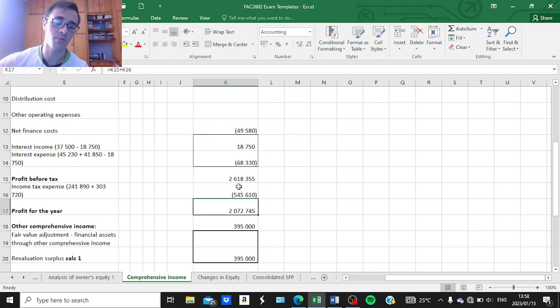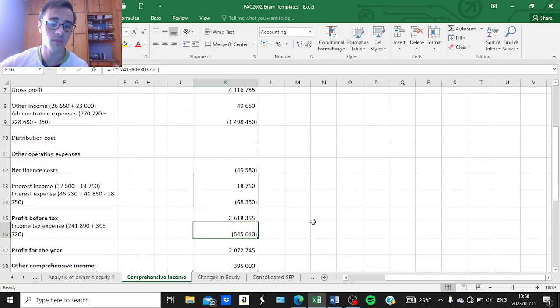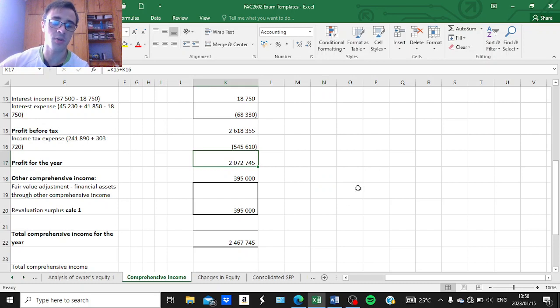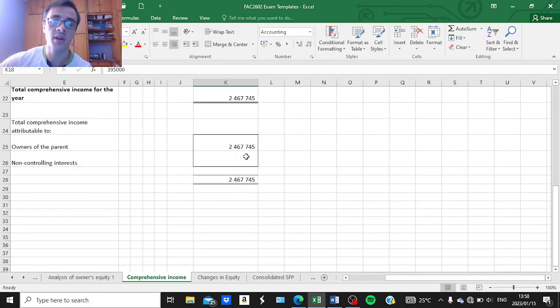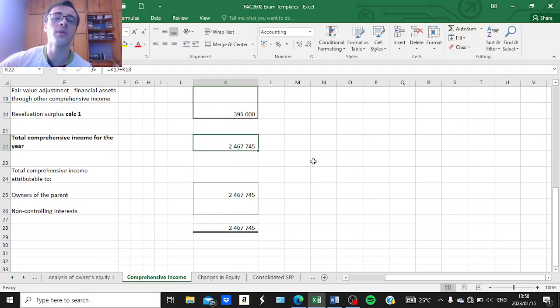Then we calculate the income tax expense for the group, which is subtracted from the profit before tax, 545,610. And that will give us a profit for the year of 2,072,745. We have already dealt with the other comprehensive income section. So total comprehensive income for the group is 2,467,745.